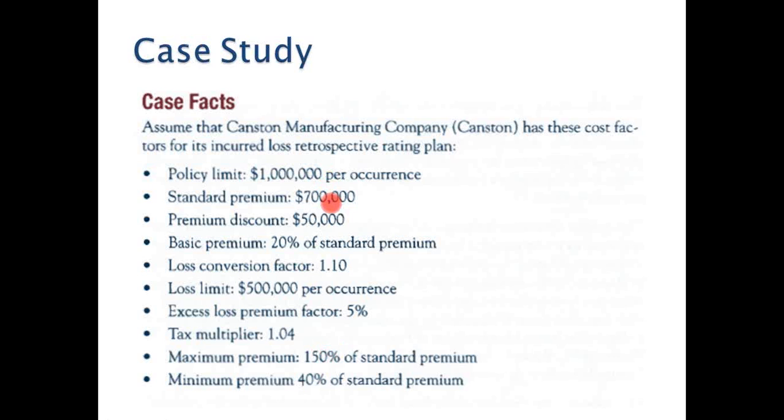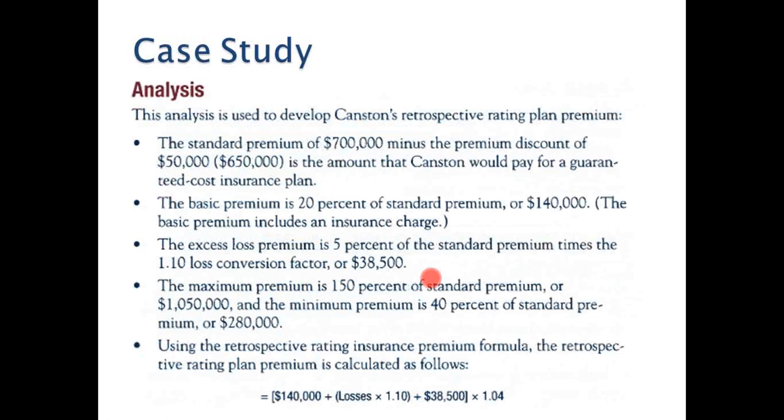All the numbers they're going to give you should be fairly simple math for you to do, but you just have to know what each one of these things means. So the analysis that they're going to provide, and we'll go through each one in a little more detail, is the standard premium of $700,000 minus the premium discount of $50,000. So $650,000 is the amount that we would pay for a guaranteed cost insurance program. If we just did guaranteed cost, that's what it would cost us. That's what we want to do the comparison against.